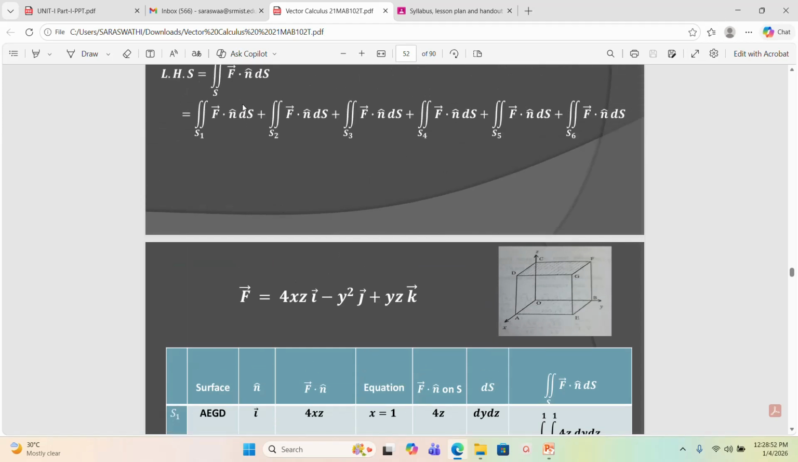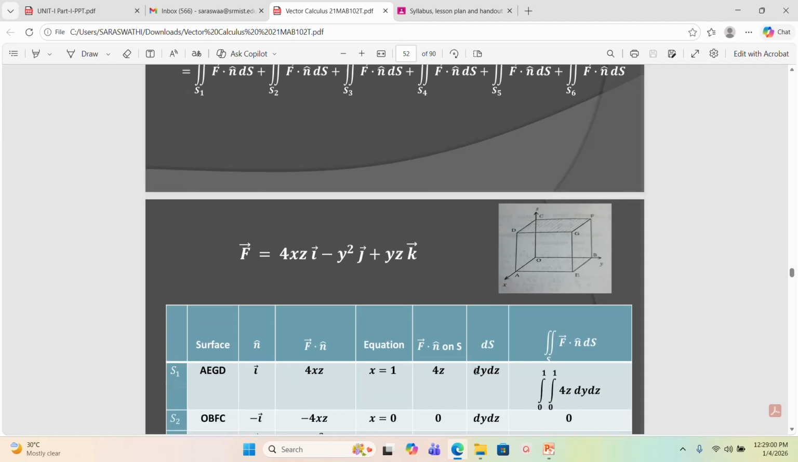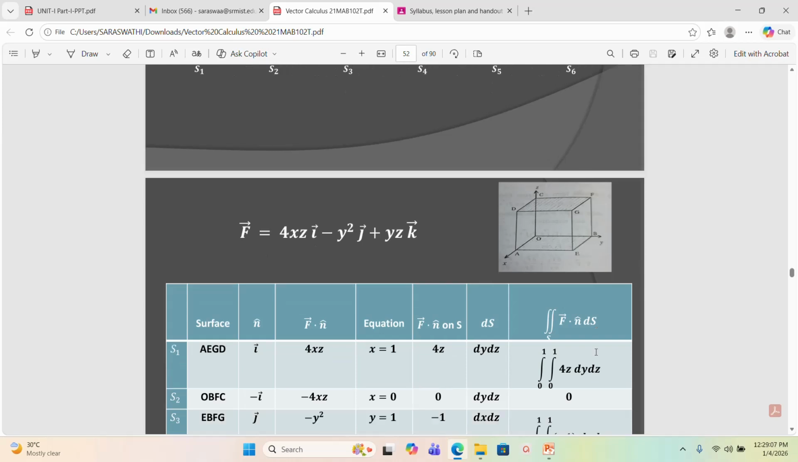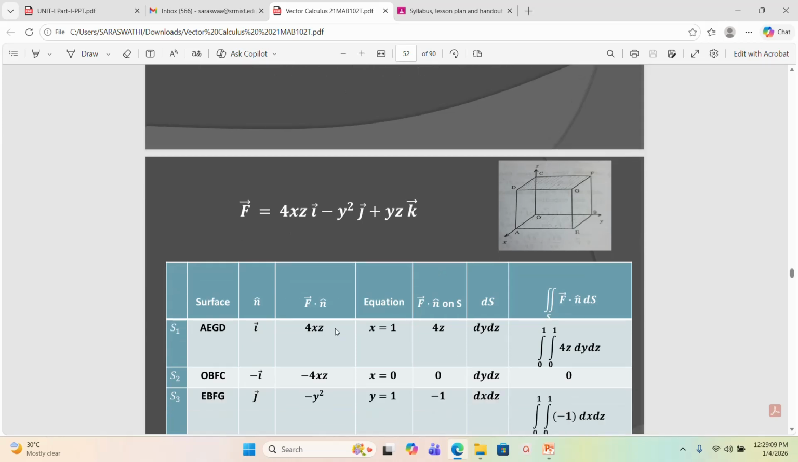Here ds is the surface element, and it is the yz plane, so ds equals dy dz. Hence the double integral over S1 of f vector dot n cap into ds is equal to the integral of 4z dy dz, with the limits y from 0 to 1 and z from 0 to 1, which are given in the limits.